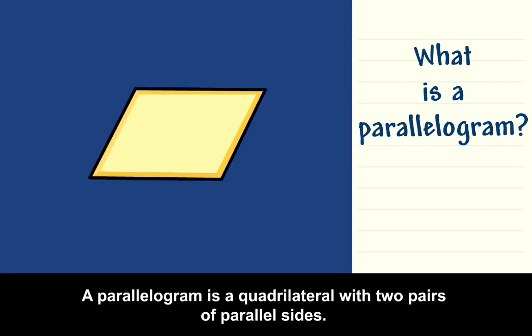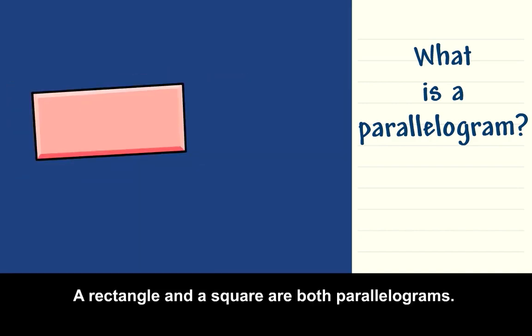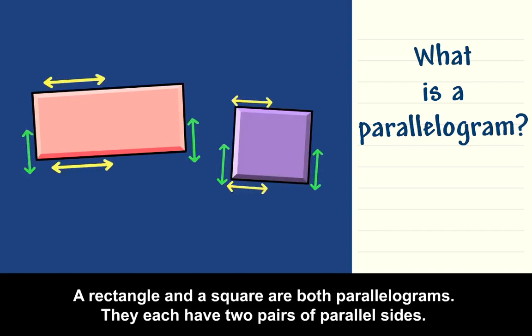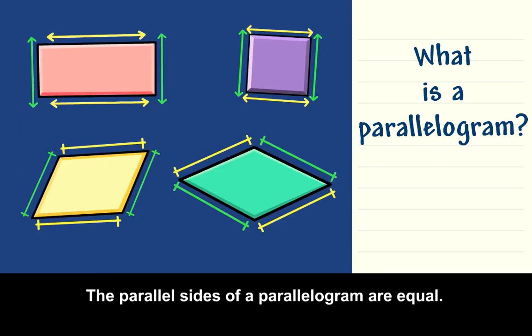A parallelogram is a quadrilateral with 2 pairs of parallel sides. A rectangle and a square are both parallelograms. They each have 2 pairs of parallel sides. The parallel sides of a parallelogram are equal.